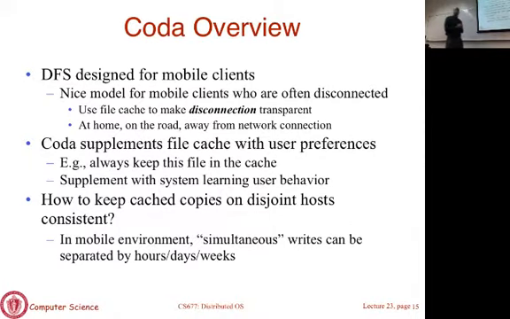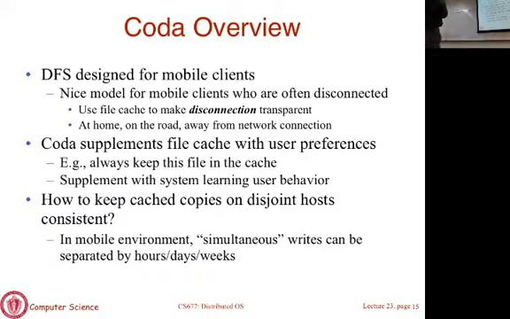So the main thing to keep in mind is Coda is a distributed file system designed with mobile clients in mind. NFS is a distributed or a network file system designed for wired clients. It's assuming that the client machines are connected over Ethernet or some wired connection to the server. Okay? Coda assumes that you have mobile clients.